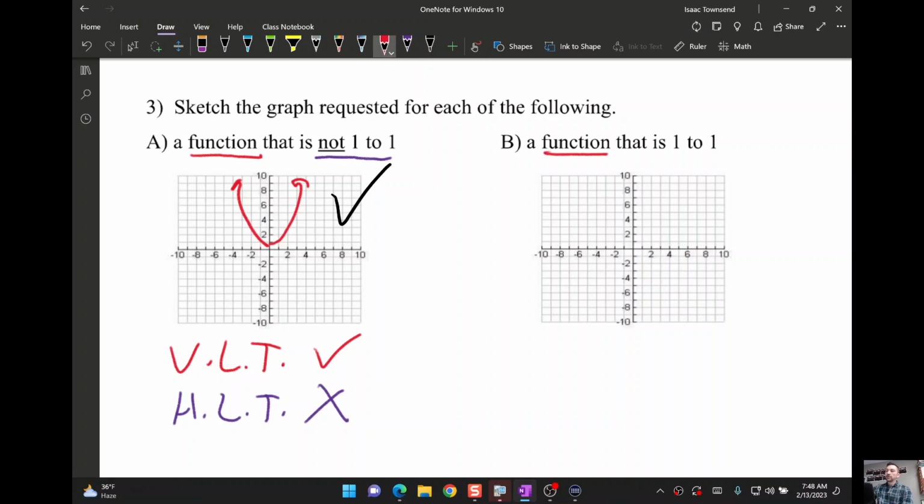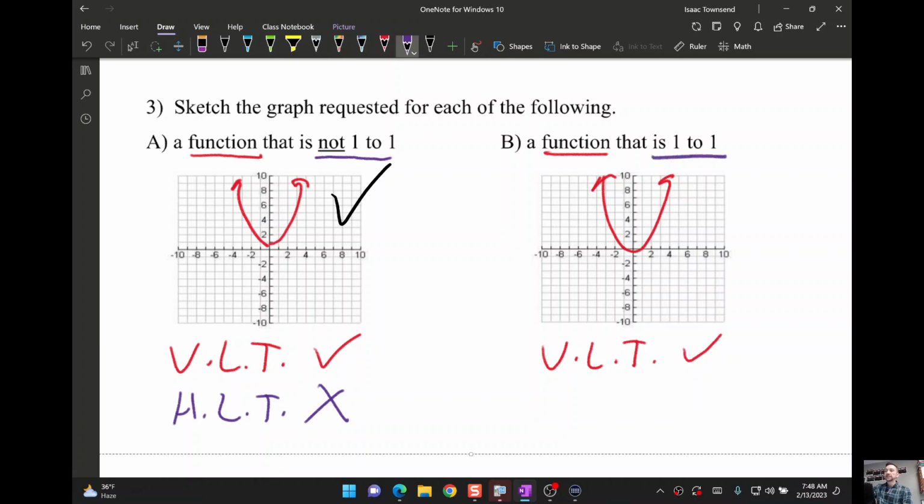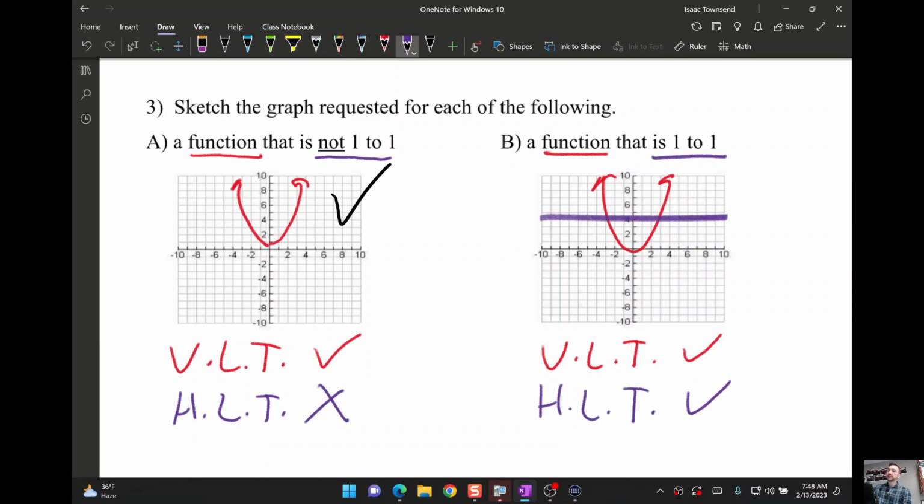Over here, this one wants it to be a function, so this one should also pass the vertical line test. I'm going to try to get away with the same answer here. But this one is supposed to be 1-to-1, which means it would pass both of these, and so this one does not work. The same graph doesn't work for A and B for me.